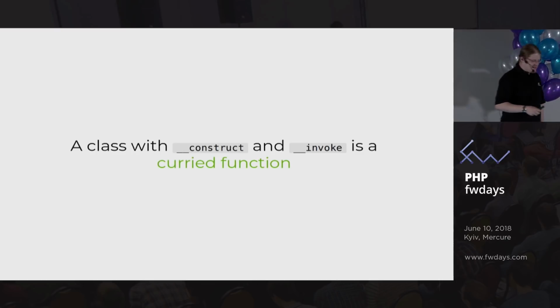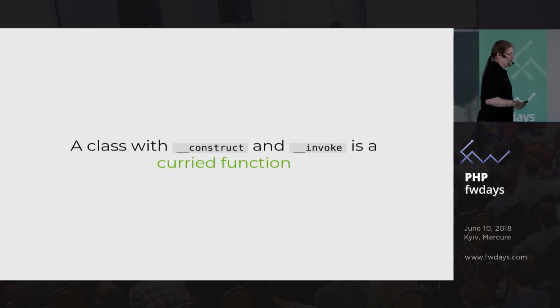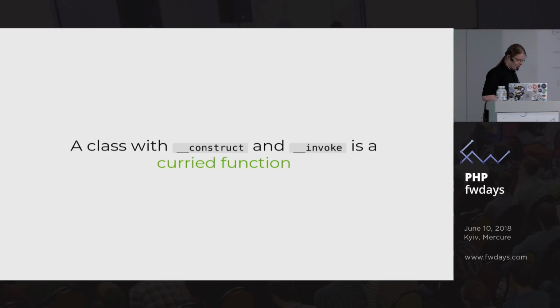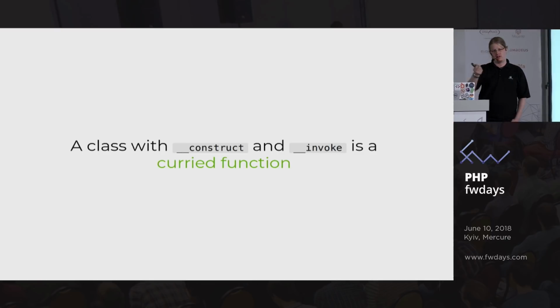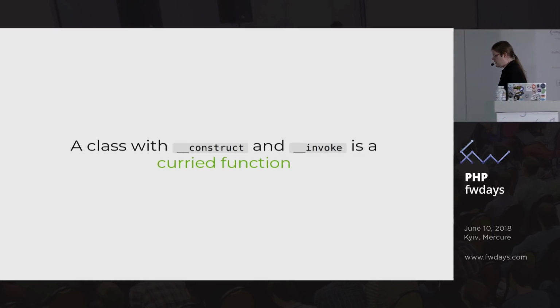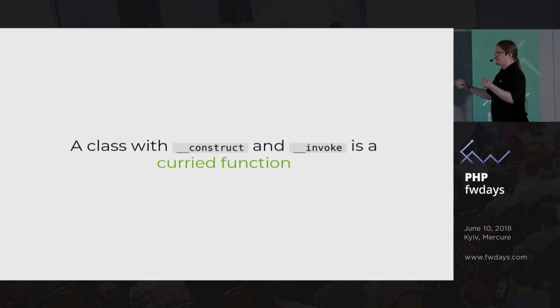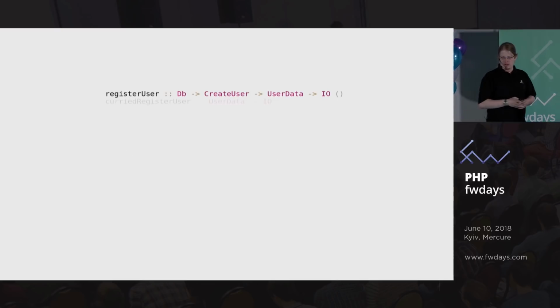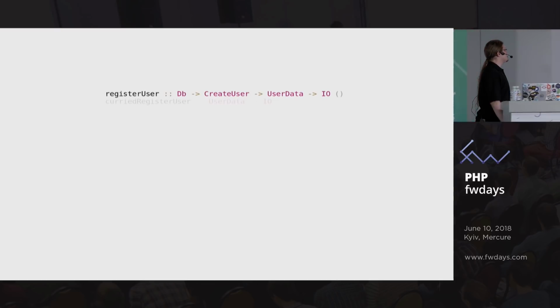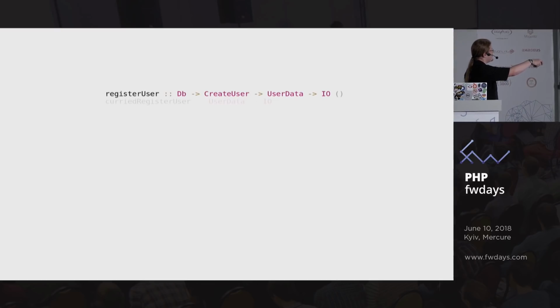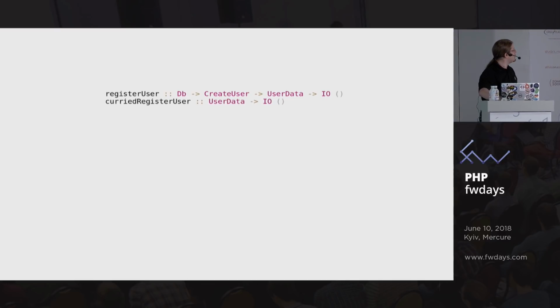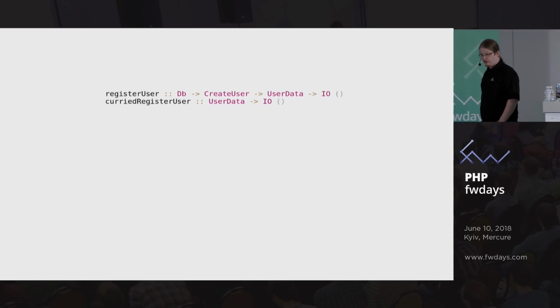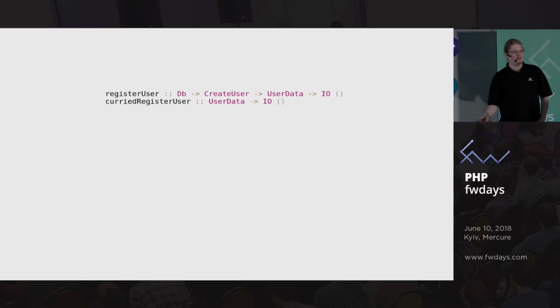A class, it is a curried function. A curried function is a function where you remove parameters one by one. So you're pretty much saying, okay, I have this function, I'm removing parameters, and you get a new function which has these parameters removed. So we have a register user. Register user requires a database, a create user, some user data, and does some work. The curried version of it is just get some user data and do some work. How do you get that curried register user? That's a detail. But that's the point.